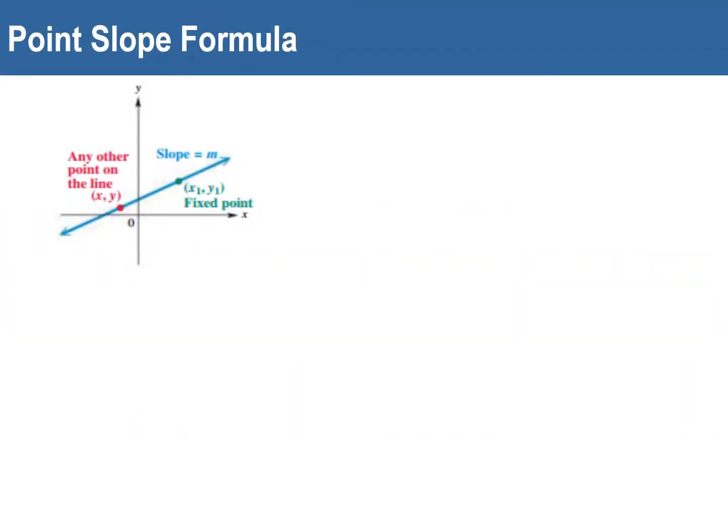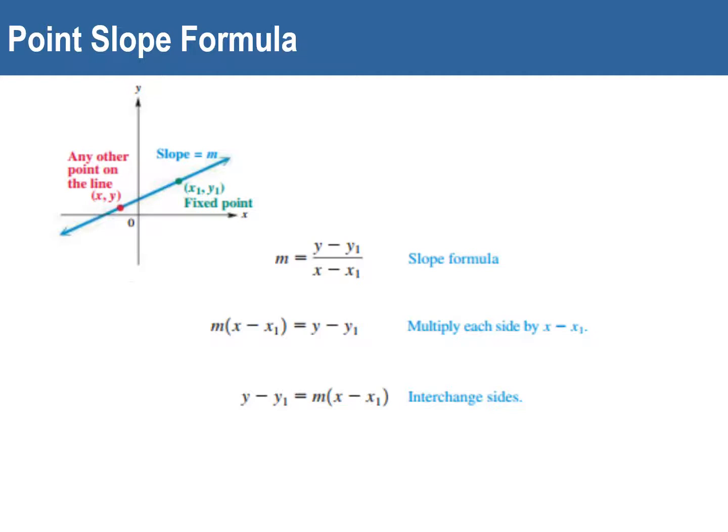Let's talk about the point slope formula. Suppose I'm given a fixed point, x1, y1, and I know that my line has a slope m. Then any other point on the line, x, y, will satisfy the slope formula, y minus y1 divided by x minus x1. So let's multiply across and switch sides.